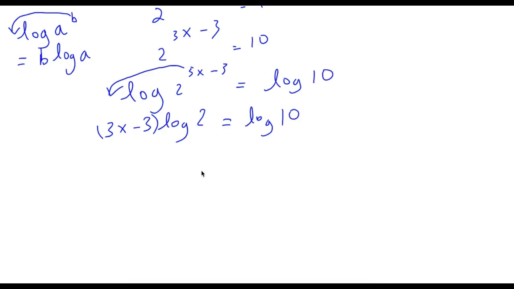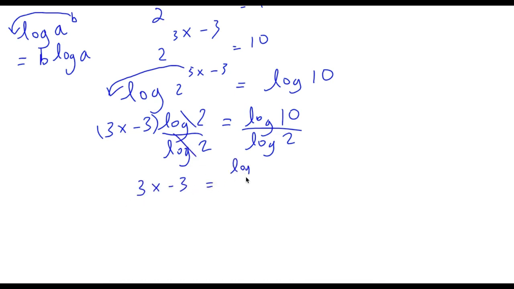Now, because we want to find our value for x, we're going to have to isolate it. So we can do that by first dividing both sides by log 2 to move our log 2 to our right-hand side. So then these two cancel out, and I'll be left with 3x minus 3 is equal to log 10 over log 2.